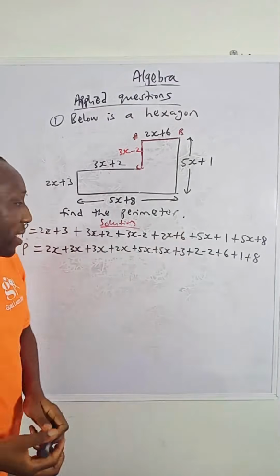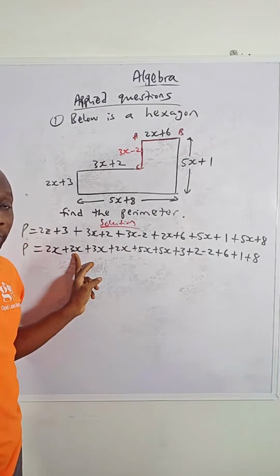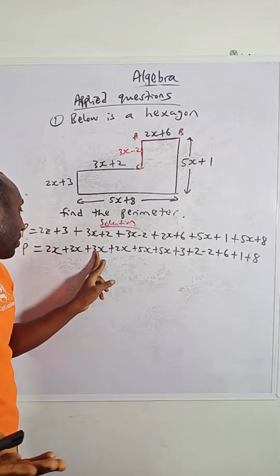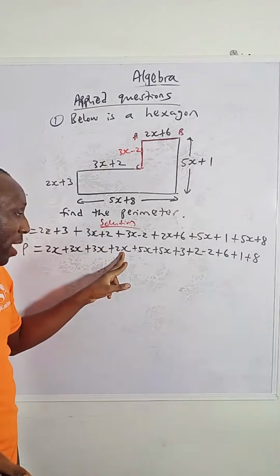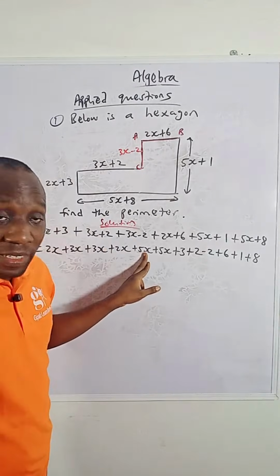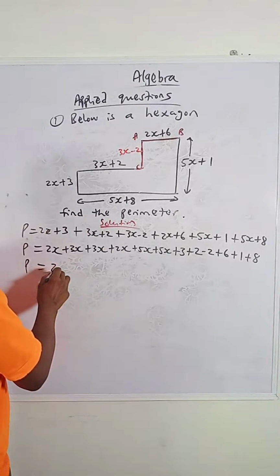All right, let's go now. Let's add. What is 2x plus 3x? 5x. 5x plus 3x is what? 8x, right? 8x plus 2x is what? 10x. 10x plus 5x is 15x, plus 5x is what? 20x. So the perimeter is 20x.